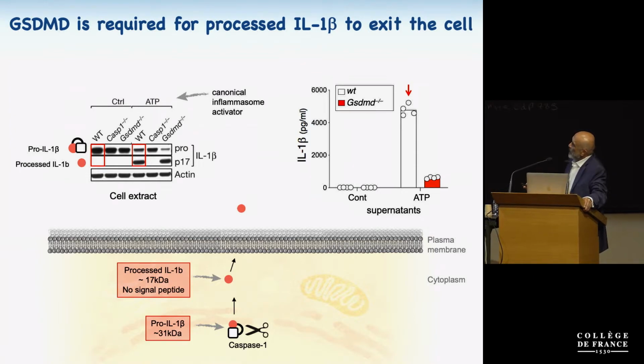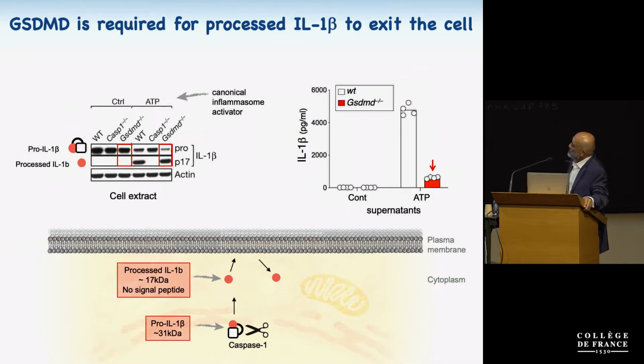You will see pro-IL-1 beta giving rise to processed IL-1 beta in the presence of an inflammasome activator, right? And if you then measure secreted IL-1 beta, copious amounts are found in the conditioned medium, right? So that looks pretty good. But now look at this.